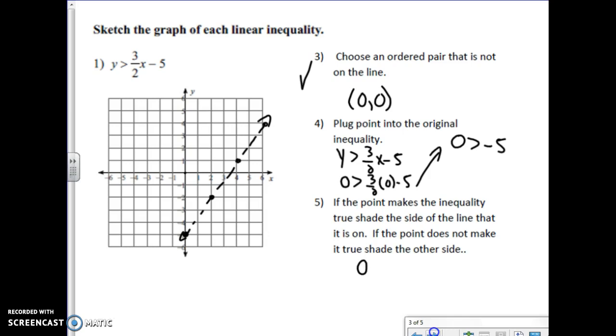Okay. So I have 0 is greater than -5 for step 5. Step 4 is complete. So is 0 greater than -5? Yes, that is true.